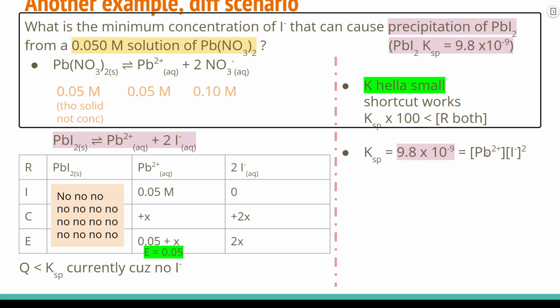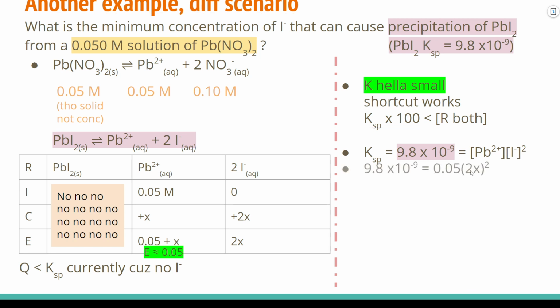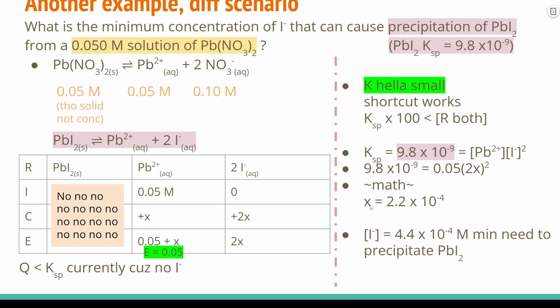So I got my 0.05 here. I'm going to put my 2x here, and so that's going to be squared. And then I math it to get x, so I get my x value here. And because I have my x, I can plug that in here. So 2 times x is going to be that value for the concentration of iodide ion. So this is how much iodide ion I need to precipitate, aka to make the solid lead 2 iodide. Cool.